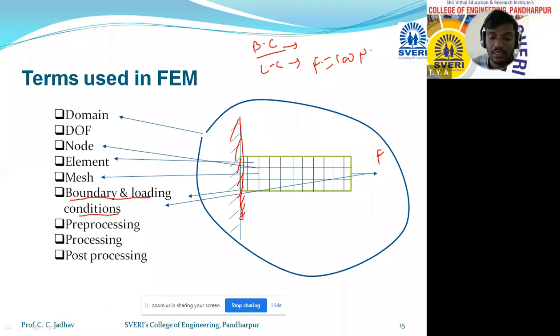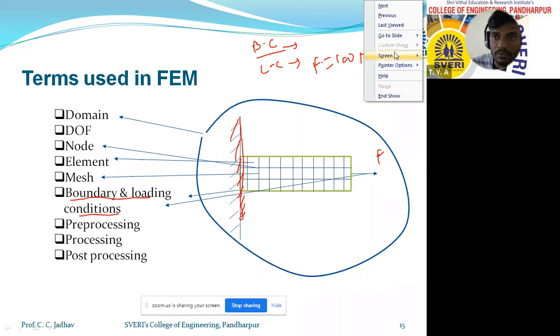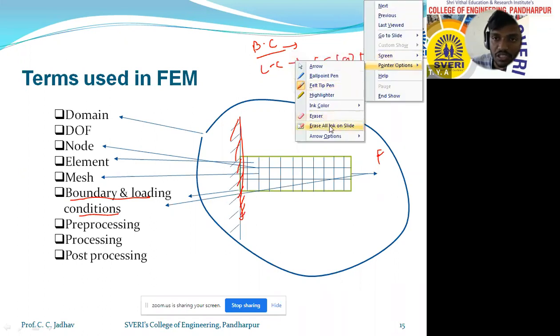So for analyzing a structure, it is mandatory to fix the structure to a support and apply some forces. So for that purpose we have to give the boundary conditions. Okay, so this is about the boundary and loading condition. Okay, so next, and again a very important part, that is our general steps.